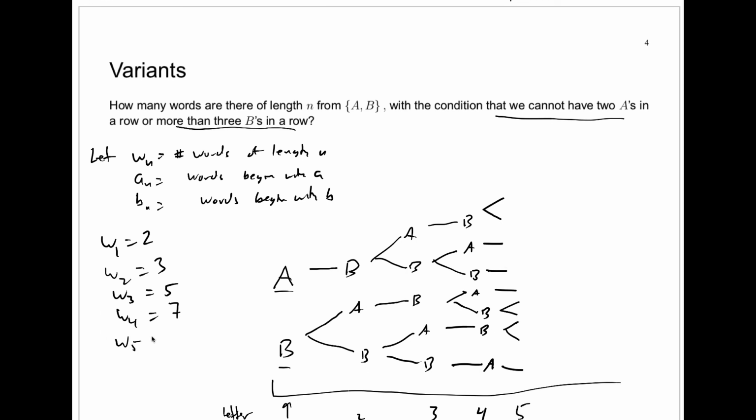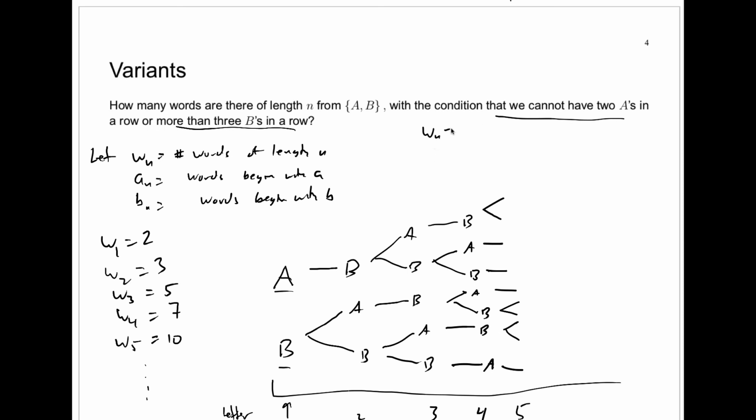So W5 would be 10. Is there a way to get a recurrence relation for the sequence W sub n? We know it begins like this, but what would the recurrence relation look like? Well, just like before, we'll start writing down things we know.